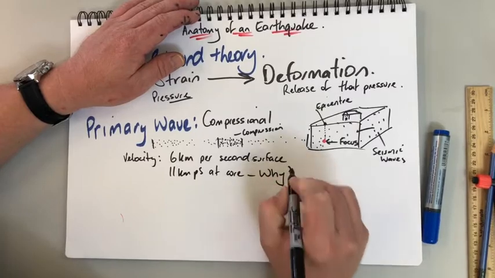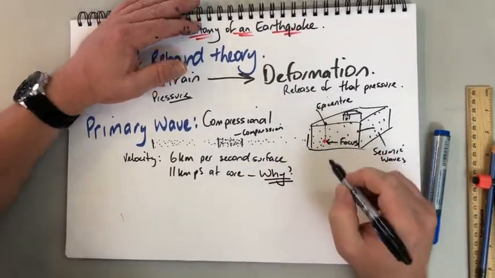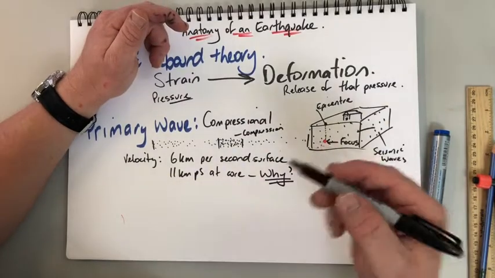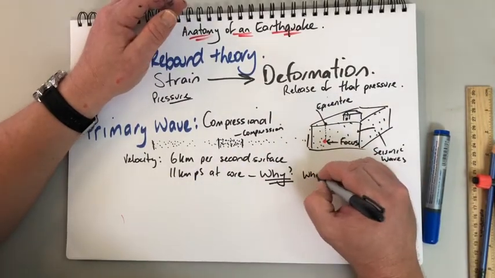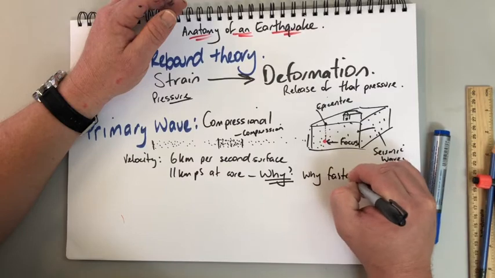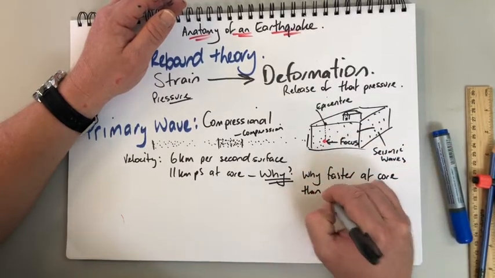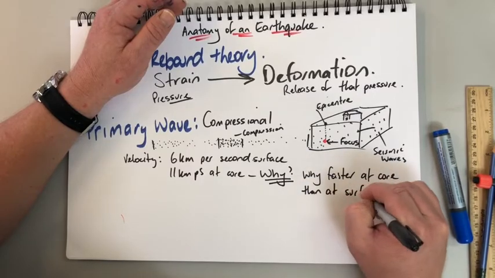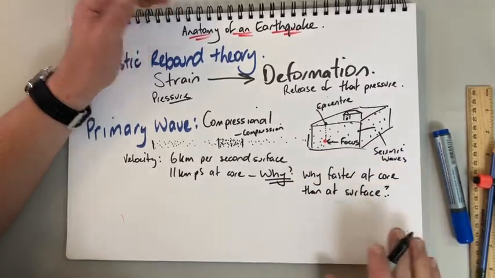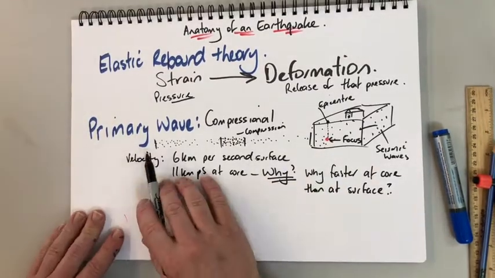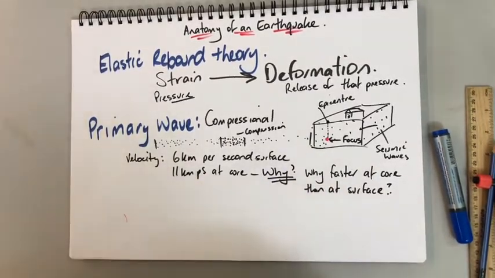Why? I want you to answer this for me, and you can answer this on Teams. Why is it faster at the core than at the surface? All right, that's our first wave. It's the primary wave, it's a compressional wave.